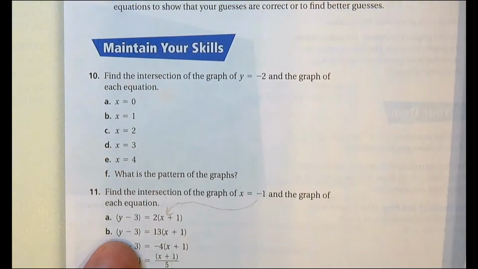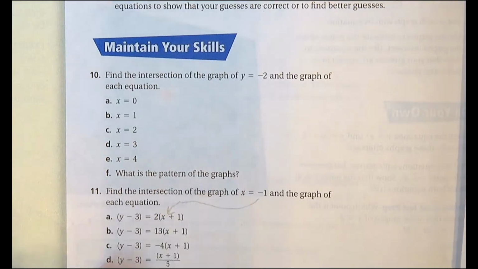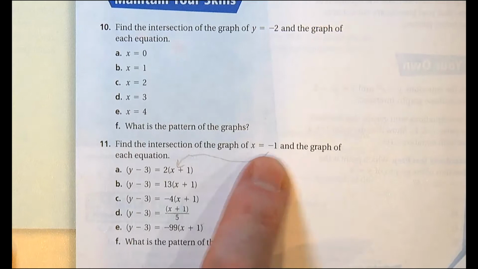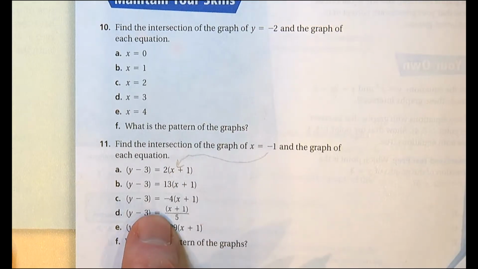Okay, number 11. Oh, do I have to graph all these? It says, where does x equal -1 cross these? You know what I'm going to do?